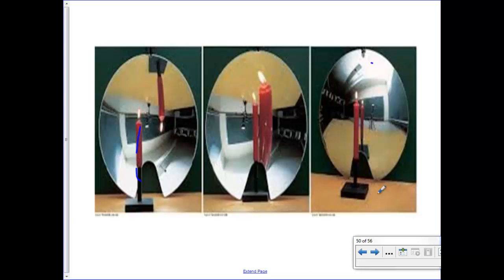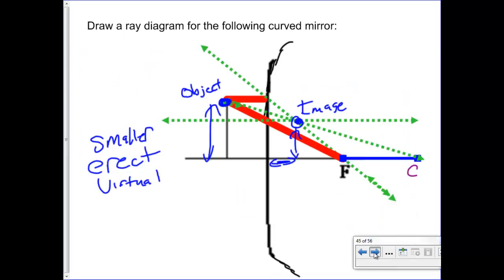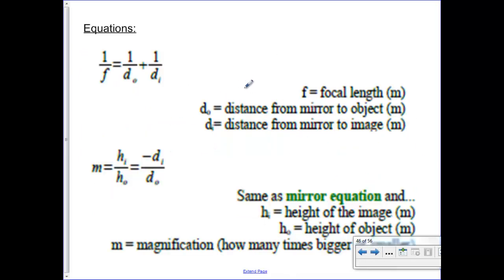Does that work? Okay, let's talk the math equations because we got 10 minutes left. The equations are not hard, by the way. So we do have an equation then to figure out distances and heights and magnifications, and these are both on your data sheet here. You just have to know what you're talking about.